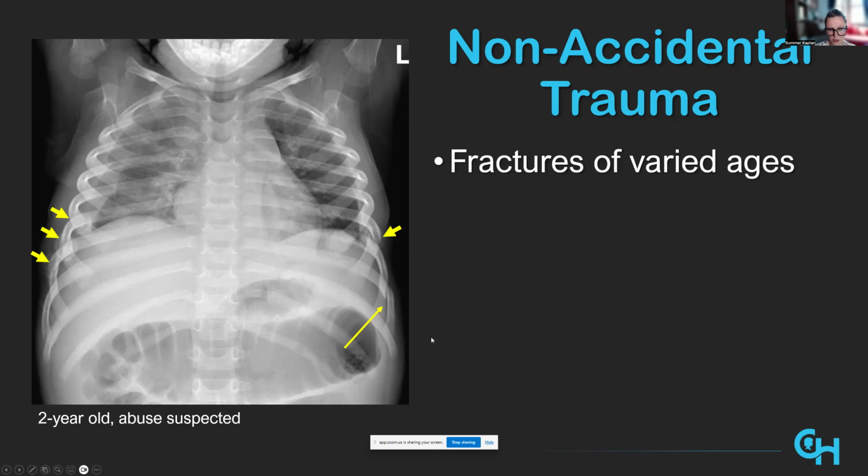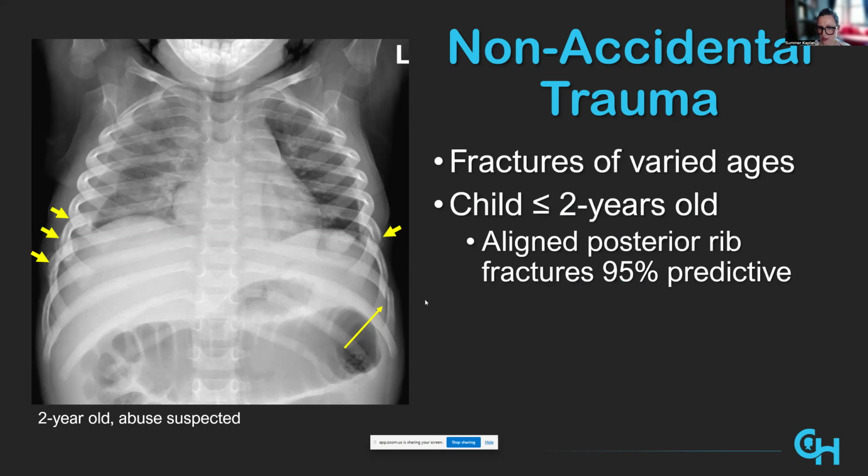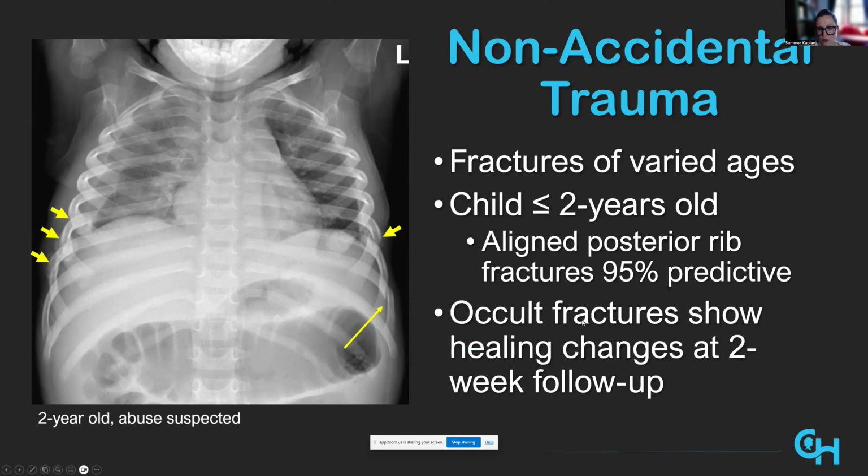We also see pleural fluid. And not every case of rib fractures has pleural fluid, but in an infant, when you see pleural fluid on the X-rays, look very carefully for rib fractures. In children who are less than 2 years old, aligned posterior rib fractures are 95% predictive of abuse. Occult fractures, which are non-displaced and maybe hard to see on the first X-rays, can show up 2 weeks later on follow-up X-ray imaging.